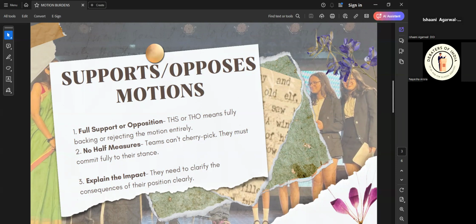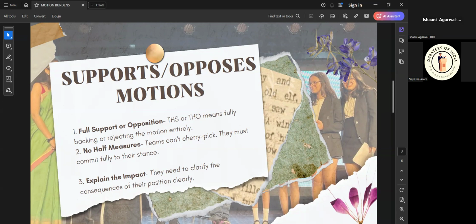But on the other hand, if you're opposition, and you're supporting the commercialization of culture and heritage, you cannot say that commercialization is not okay in certain circumstances, but it's okay in others. You have to fully commit to your stance. That's something that is fundamental to the this house supports and this house opposes motions.